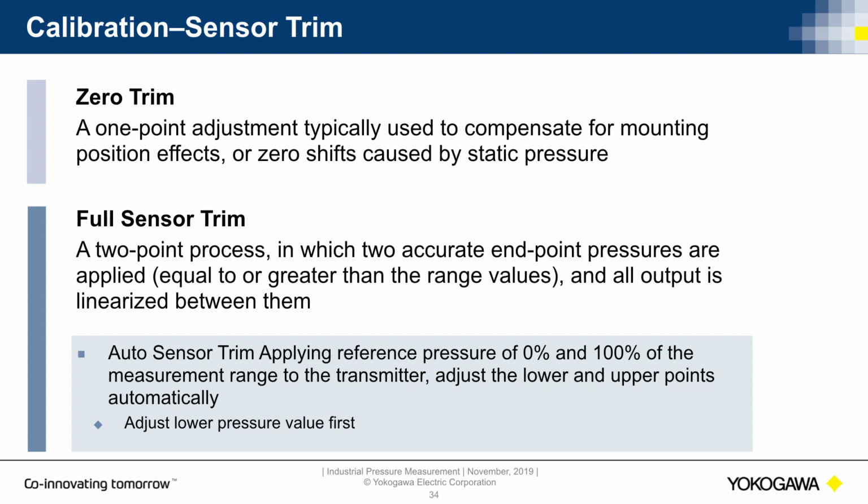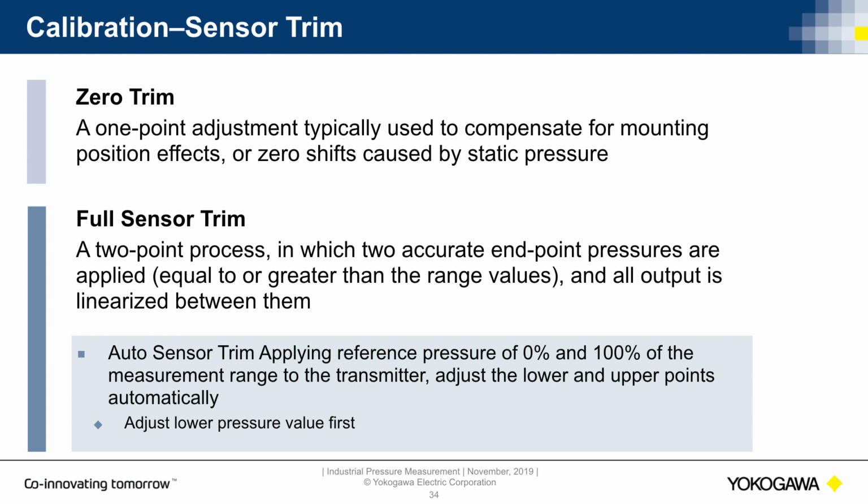So a zero trim is just a 1-point adjustment, usually to account for mounting position effects. We'll talk about remote seals. Typically, you're going to have head pressure effects. Any transmitter really, if you put it on a bracket in its installation with tubing, it's going to have a little bit of head pressure. So you're going to always want to zero that out under typically process conditions. So that's a common practice. So you're always going to want to zero your transmitter right when it's installed.